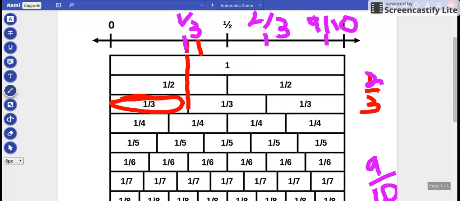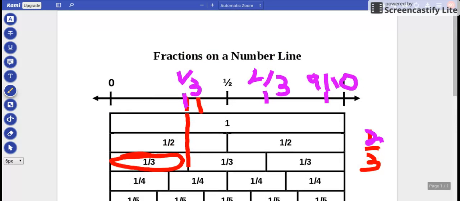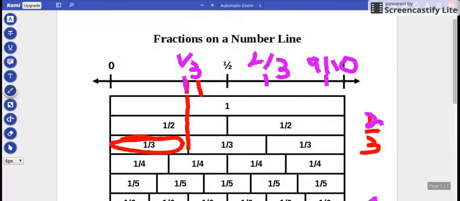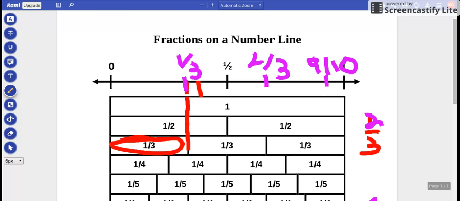Okay, everyone, so now you get an idea of how we're going to be using this page. I want you to trim off the outside of this page and glue this into your math journal, please. Thank you, and have a good time.